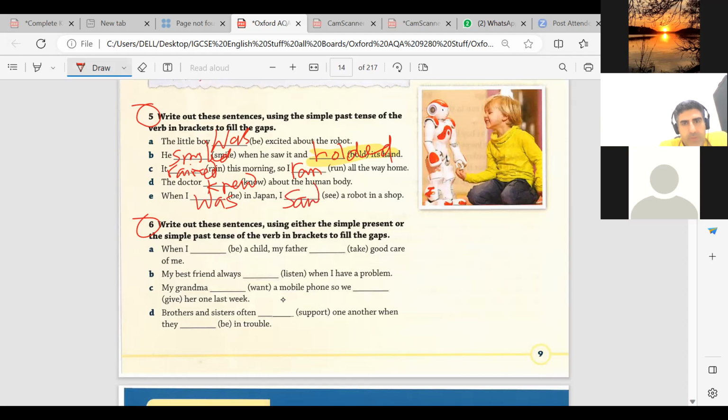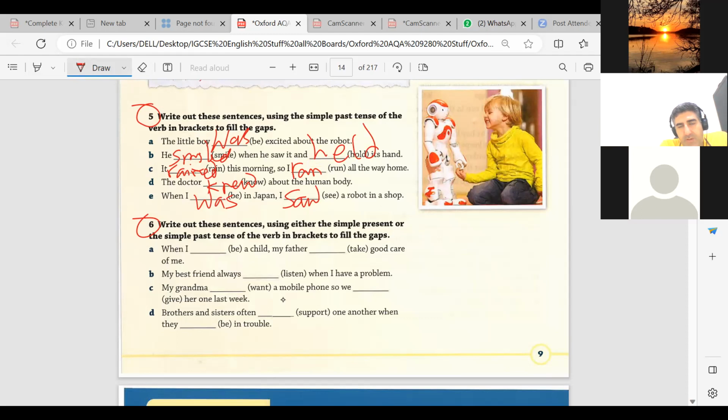I saw. Okay, so again we need to erase this and write held, not holded, held. H-E-L-D. Why? Because this is an irregular verb. Khalid, you have the same answers?